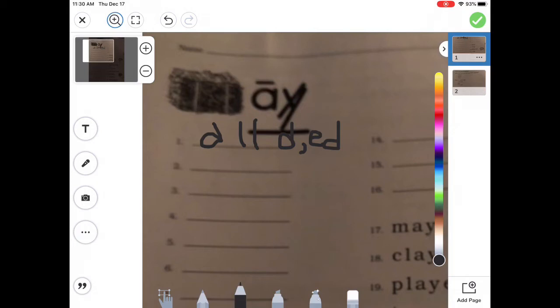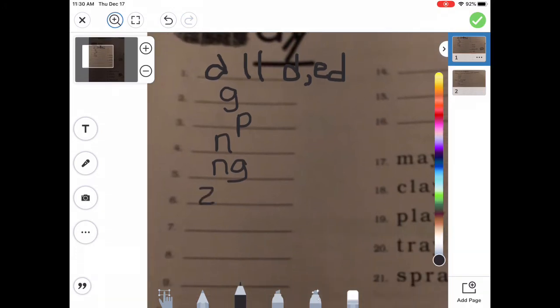On number 2, what if I want to spell the G sound? G, perfect. On number 3, what about the p sound? P, very good. On number 4, N, good job. On number 5, the ng sound. NG, perfect. All right, on number 6, the z sound. That's right, it's Z, but it can also be comma, S. That S can make the Z sound too.